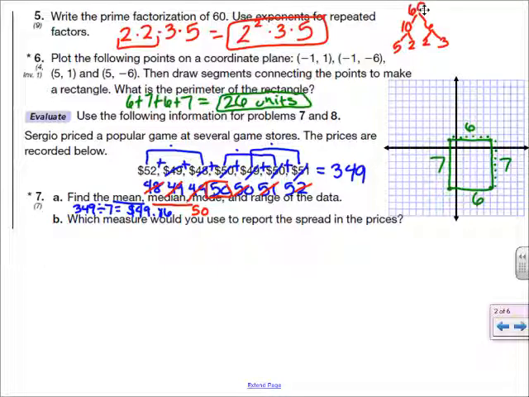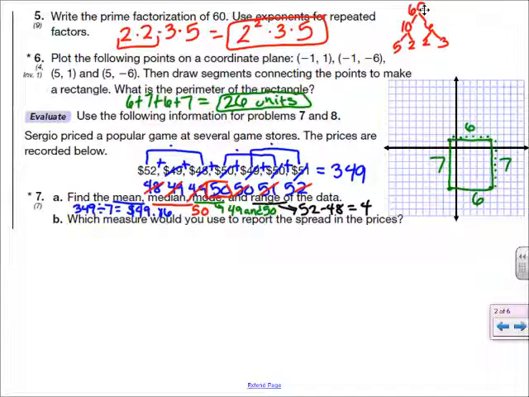The mode is the number that occurs the most. There are two: 49 and 50, because they both have two of each. And then the range is the biggest number minus the smallest number. So 52 minus 48 is 4. So the range is 4.